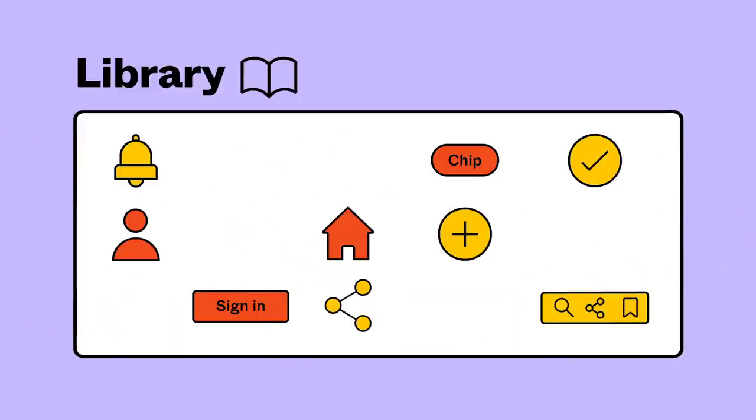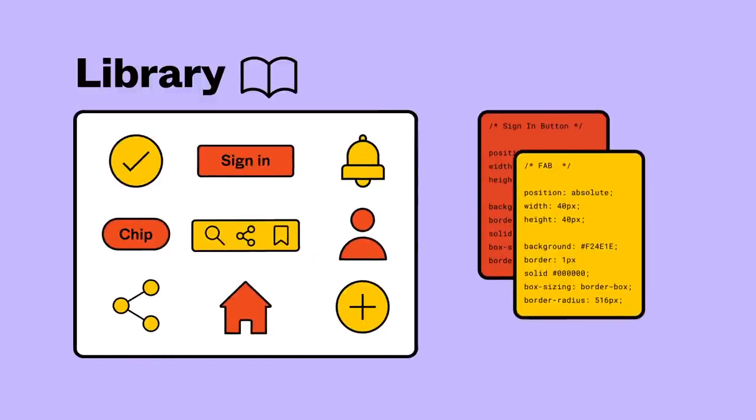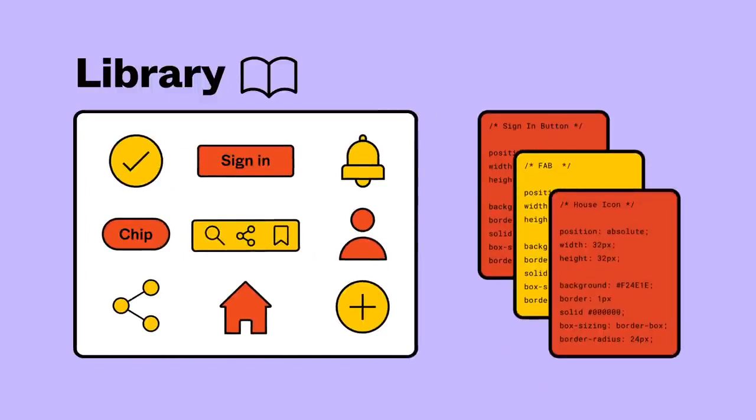You might have heard of a design system. Design systems combine component libraries with standards and guidelines for implementing them in code. They're a single source of truth for designers and developers and help to create consistency at scale.